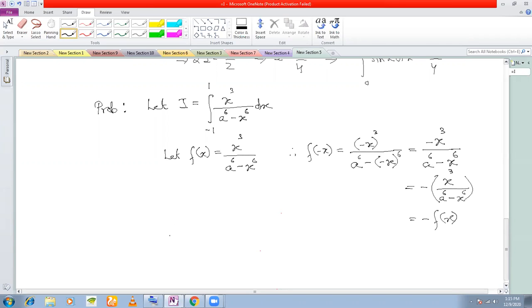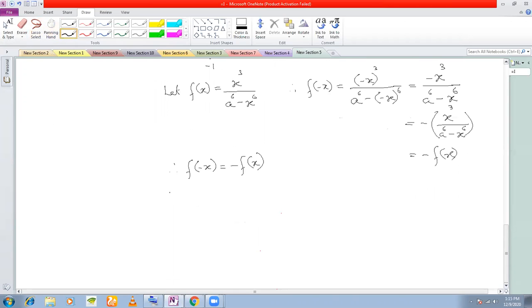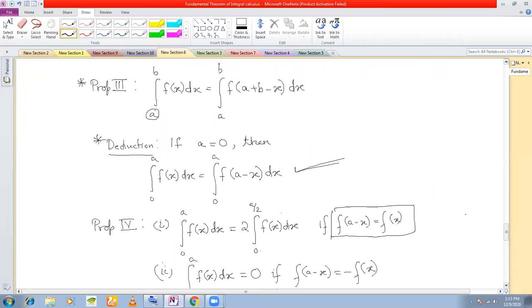So what can you see? Therefore, we are getting f(minus x) is equal to minus f(x). Are you getting this or not? So we are seeing that f(minus x) is equal to minus f(x). That means f(x) is an odd function. Therefore, directly you can write I is equal to 0.